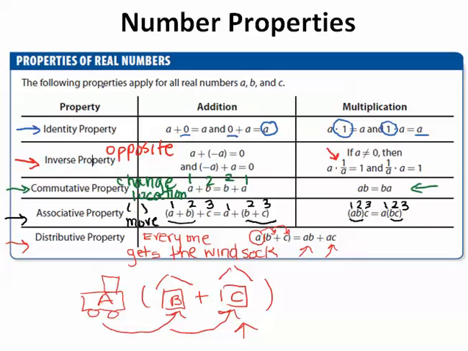So let's review. Identity property stays the same. Inverse is the opposite. Opposite of addition, opposite of multiplication. Commutative, the numbers change location. Associative, the parentheses move. And the distributive property, everyone gets the windsock. So let's see if we know our properties.